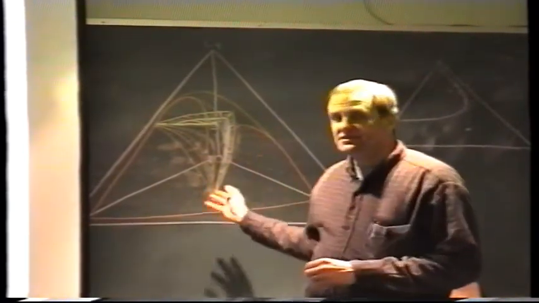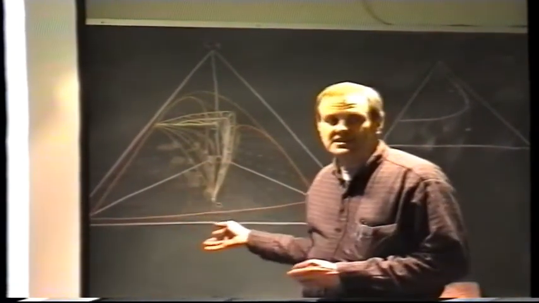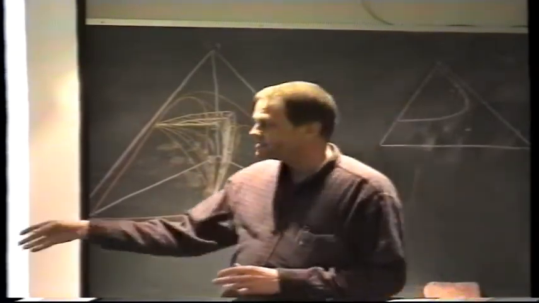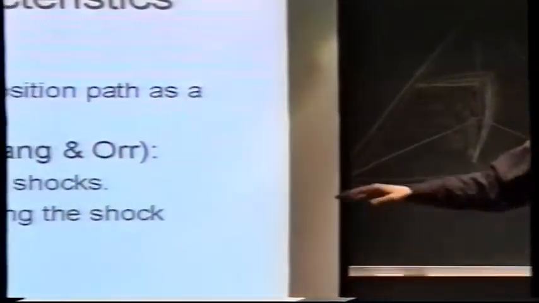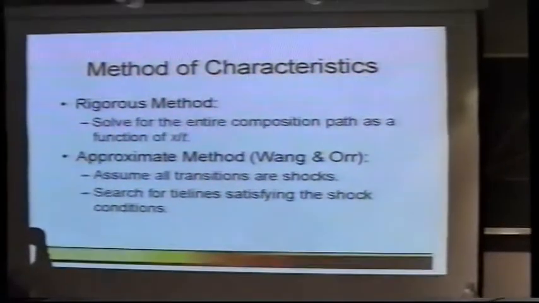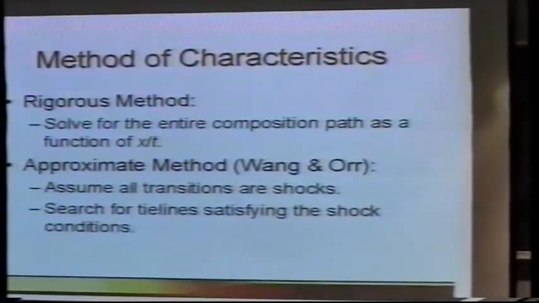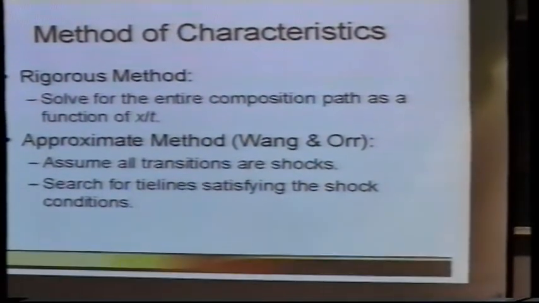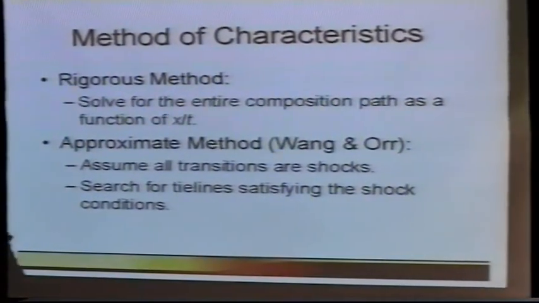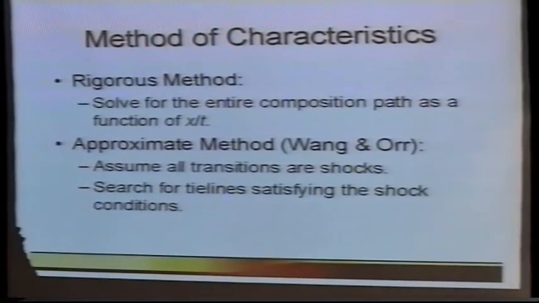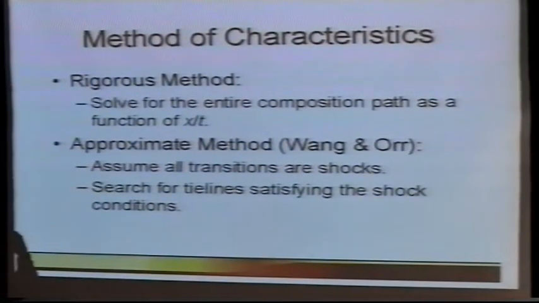Now, if you can find those shocks, or those tie lines, and if your system does satisfy this shock condition, then you're done. You've found all the tie lines of interest, and you can see if any of those tie lines are approaching a critical tie line as you increase the pressure. So that's the way the approximate method works.